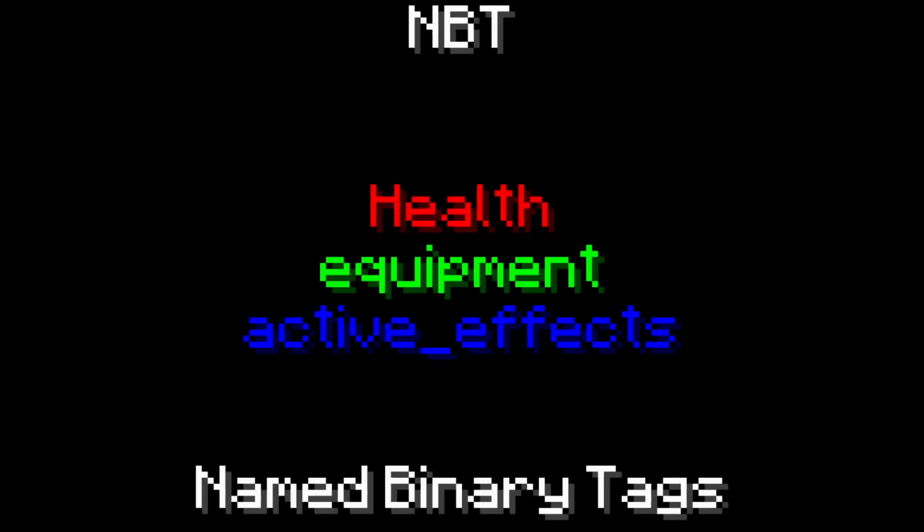Similarly, there's NBT. NBT, or named binary tags, are a list of tags that entities have that are kind of like stats. They store most of the information about entities like their health, inventory, effects, and more. NBT is formatted with curly brackets, and each entry is separated by a comma. In cases where you're checking for NBT being present, you can also precede the curly brackets with an exclamation mark to check for anything without the NBT.